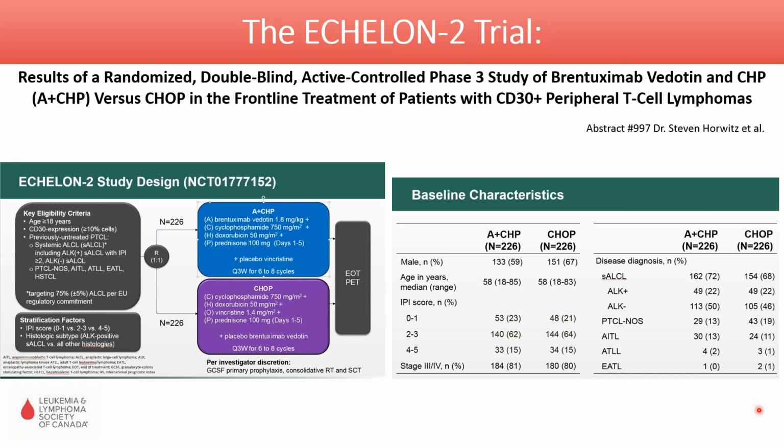The peripheral T-cell NOS, or not otherwise specified, is the most common, but the way the trial was conducted is that they were recruiting more of the anaplastic large cell lymphomas. It was mandated to do that. But a lot of other types of T-cell lymphomas were included. So this is important when we're trying to apply the results to patients after we look at the results.